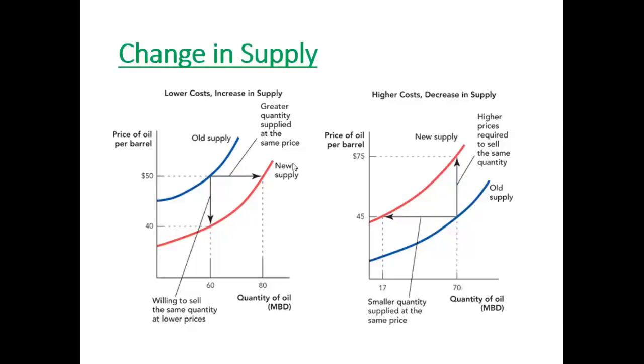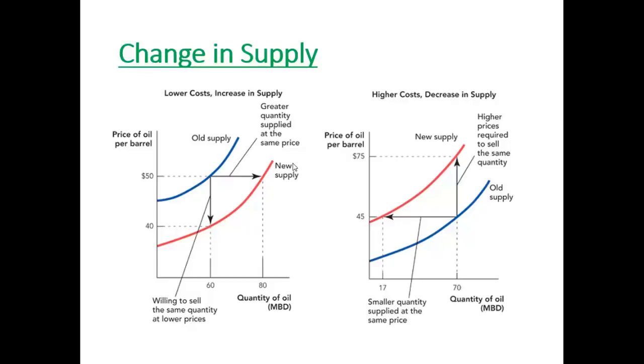However, something has changed. Maybe there's lower production costs. Okay, so maybe the marginal cost of production has fallen, so that now at $50 per barrel, according to the new supply curve, the sellers are willing and able to provide 80 million barrels of oil per day. So there's an increase in supply, a shift to the right.